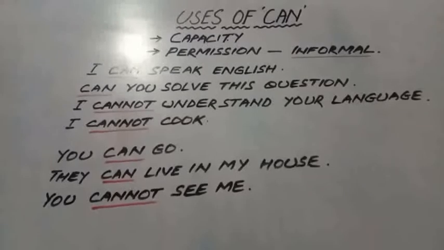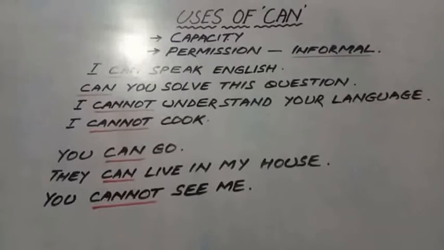So in this case, we will see the examples one by one. The first example says, I can speak English. So what does the word can show? Can shows that I have the capacity to speak English. It shows capacity. Again, in the next sentence, you see, can you solve this question? Again, it asks about the person's capacity or capability. Are you capable of solving this question?